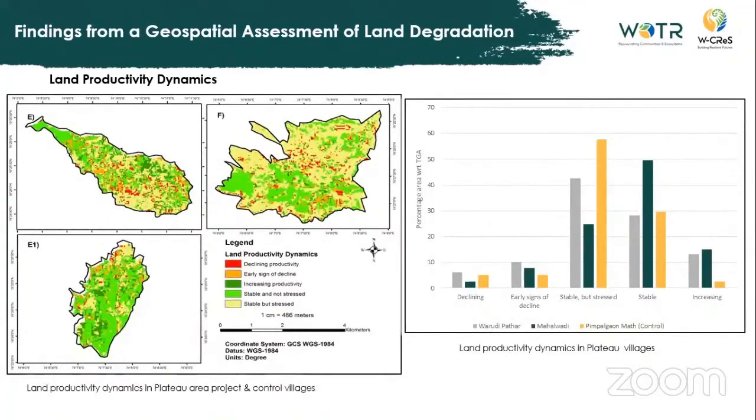The next slide shows the land productivity dynamics. Here we can see that the project areas, which are in gray and dark green, are showing increasing land productivity dynamics, meaning those lands are reviving due to the interventions. And that percentage is far better and higher than the control village. Also in the areas which are stable, the project villages have the higher percentage of land which is stable. On the other hand, for land that is stable but stressed, the control village has the higher percent of land, which, though it is stable, is in a very stressful condition.